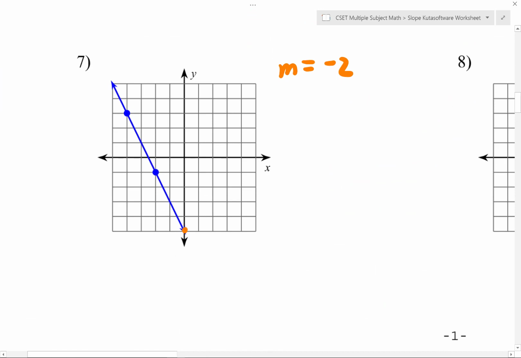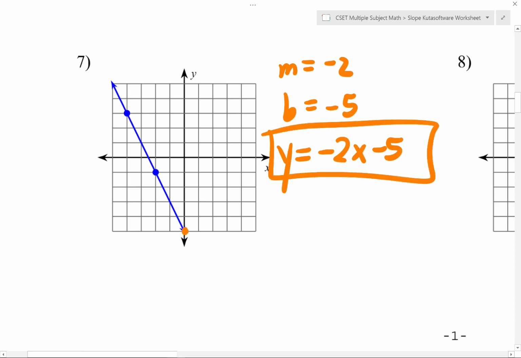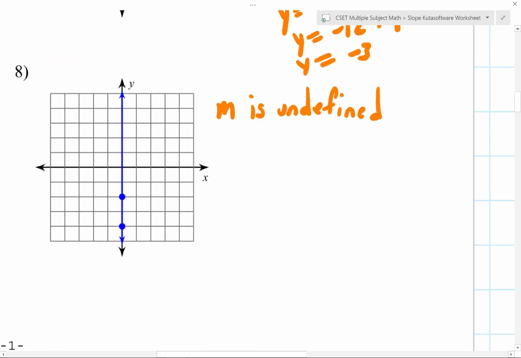Let's do it again. So your y-intercept is down there. Your b is 1, 2, 3, 4, 5, so negative 5. So your equation is y equals mx plus b. Check.